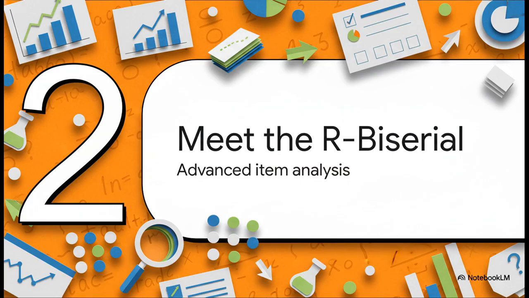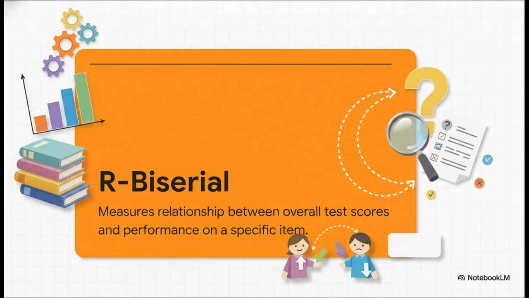Moving on to Section 2. Meet the R-Biserial, Advanced Item Analysis. So, enter our statistical hero for advanced item analysis, the R-Biserial. Technically, this is a calculation that measures the strength and direction of the relationship between students' overall test scores and their performance on a specific item.